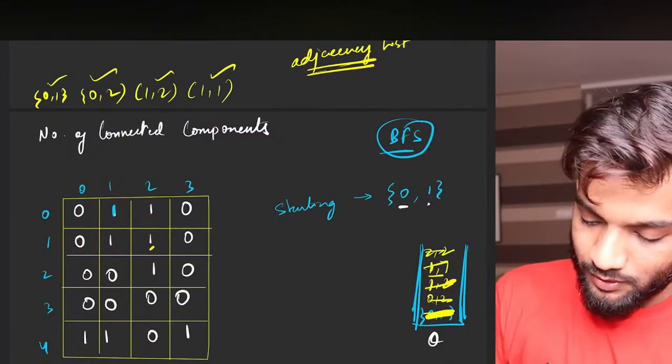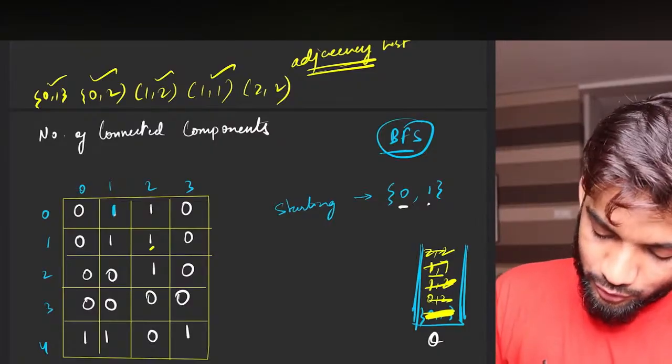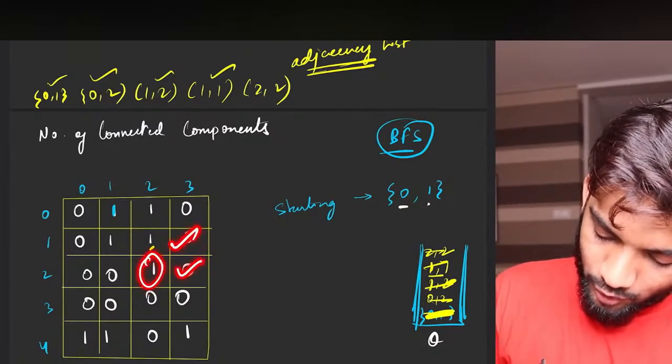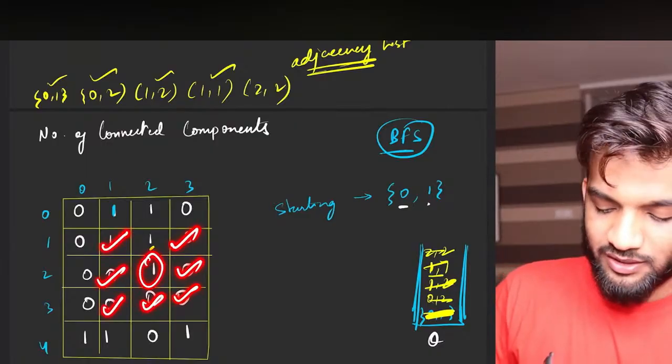Next we get 2, 2. At 2, 2, what happens? This is 2, 2. Visited, water, water, water, water, water, water, visited, visited, visited.